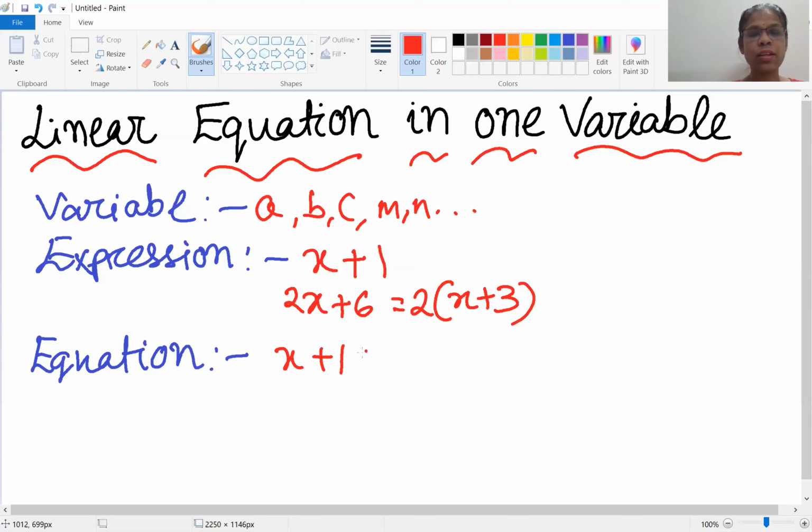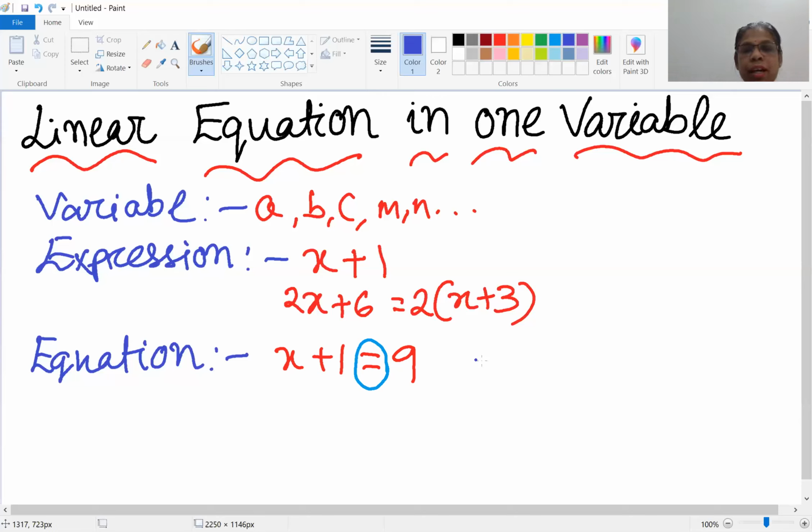x plus 1 is equal to 9. This is an equation. Here I have a variable. I can find out the variable here, and I have an equal sign. I have both LHS side and RHS side together. I can find out the value of x.